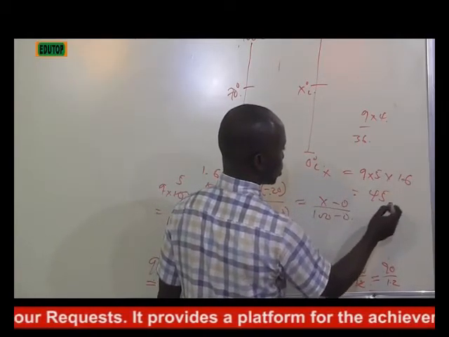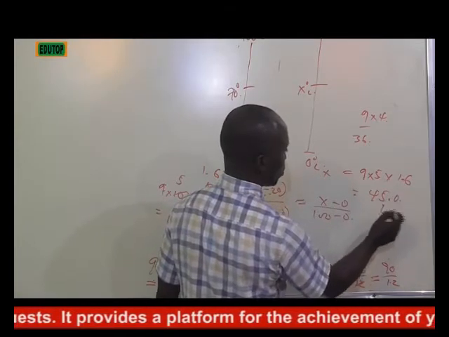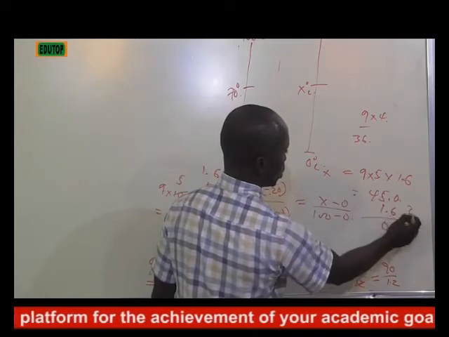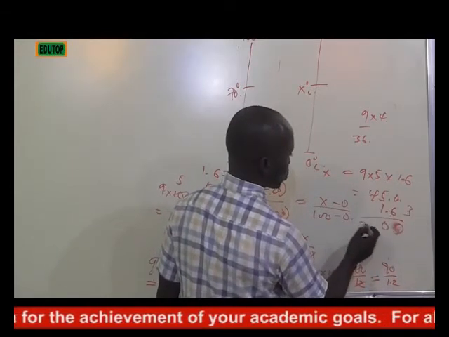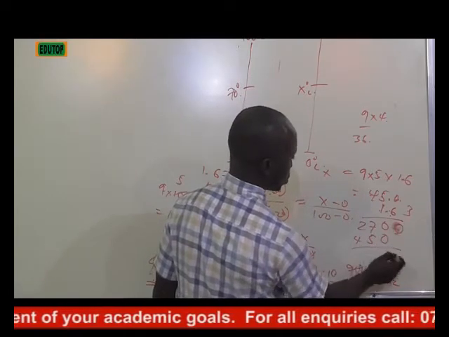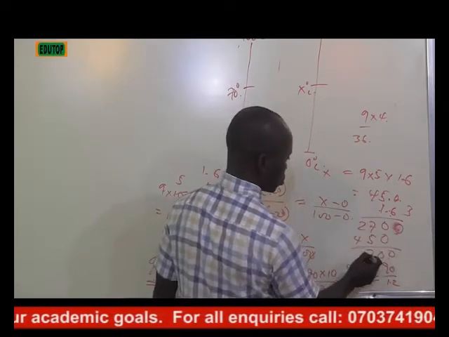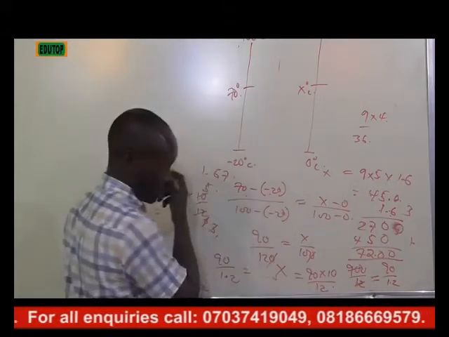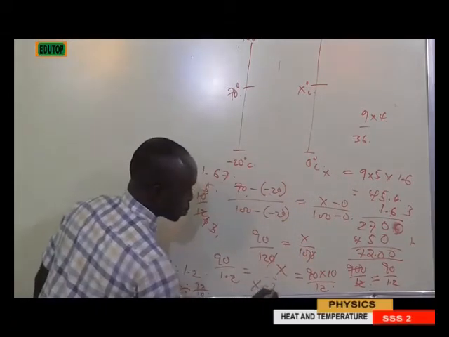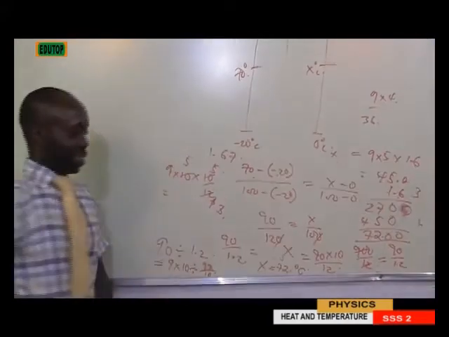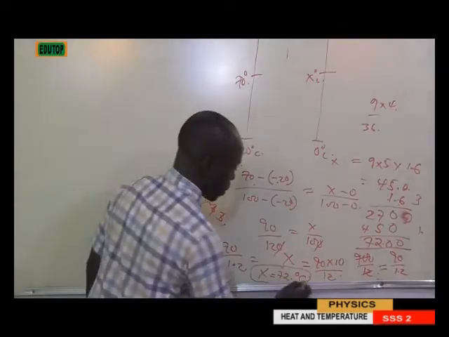Then when you multiply this by 1.6, you get 72. So the value of your x is 72 degrees Celsius. Sorry, it's been scattered. Just locate it from here.